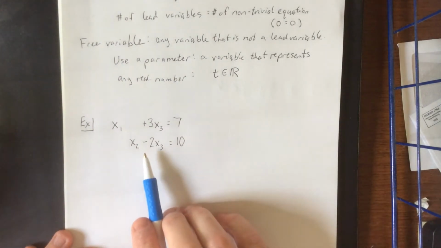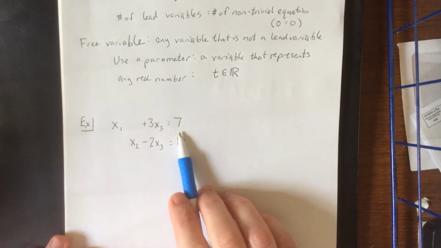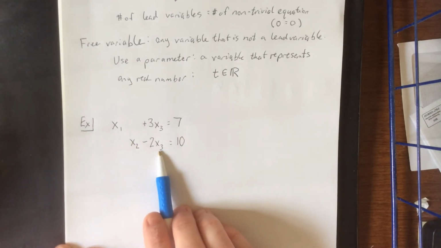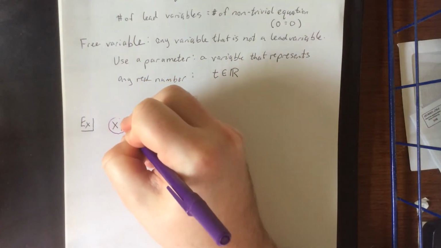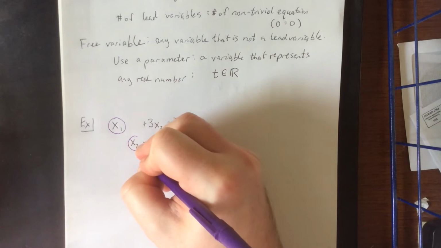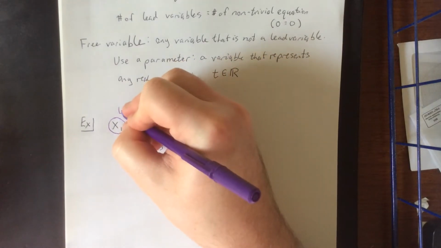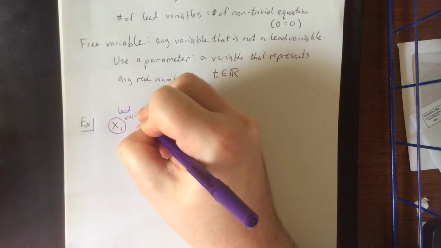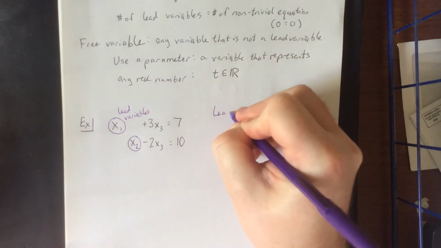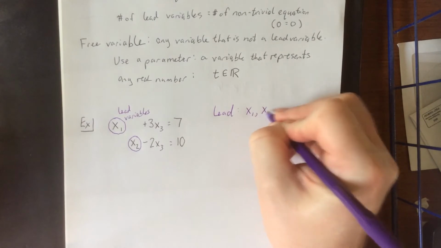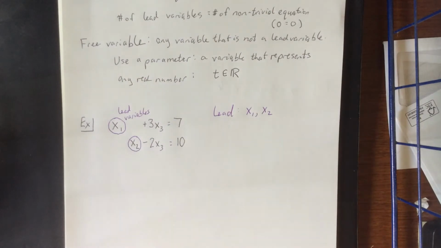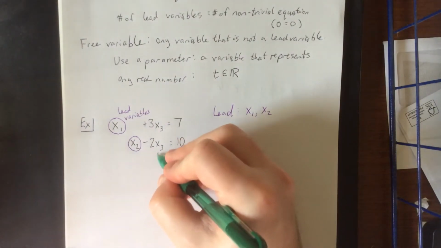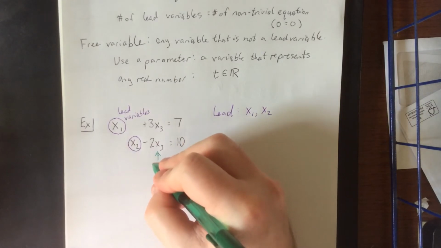So here we have a system of equations. We have x1 plus 3 times x3 is equal to 7, and x2 minus 2x3 is equal to 10. The first thing that I'm going to do is point out where all my lead variables are. Lead variables, again, are supposed to be just the first variable that's listed in an equation. These are your lead variables. So lead variables are going to be x1 and x2 in this system. Then, anything that is not a lead variable is going to be a free variable. And in this case, that would be x3 is going to be your free variable.